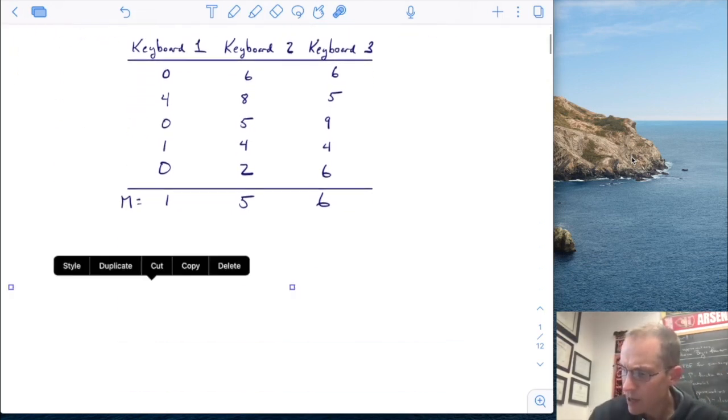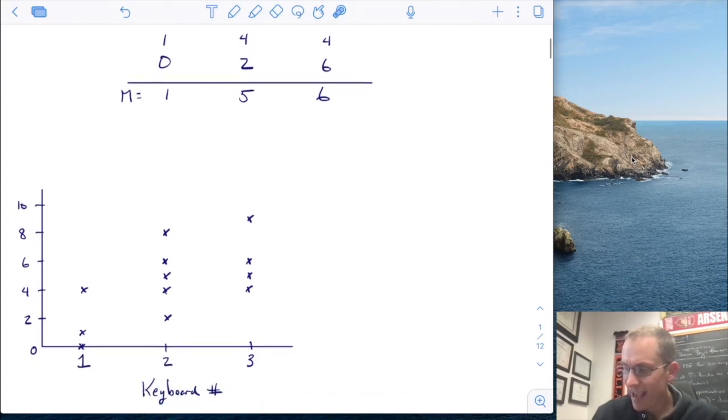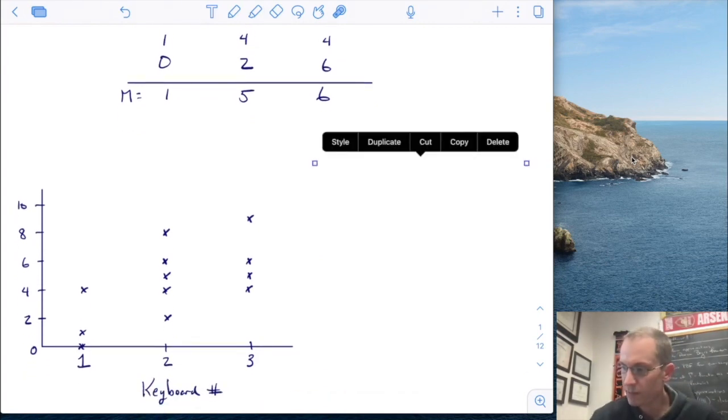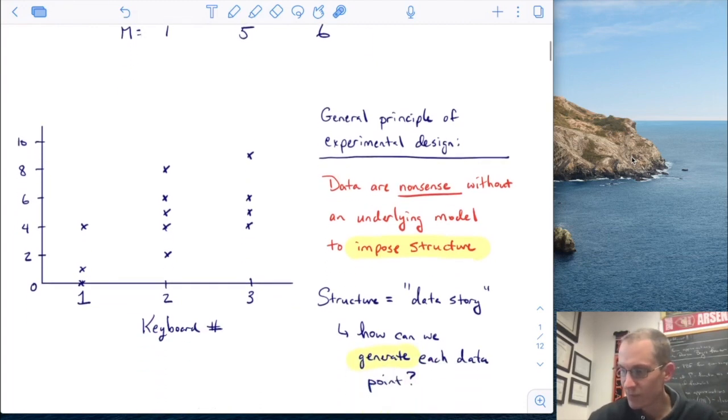And that came because what we wanted to do was take a look at this data and make some sense of it. And one of the things that we mentioned last time was that in terms of experimental design, data are nonsense unless you have some sort of underlying model to impose structure. And we called structure a data story. That is, we think about how we can generate each of these data points. Now, you might also remember that we thought about this data story as, well, you could start by taking the mean of each group, and then to get each of the data points, you just add some bit of residual error to account for each of the data points.